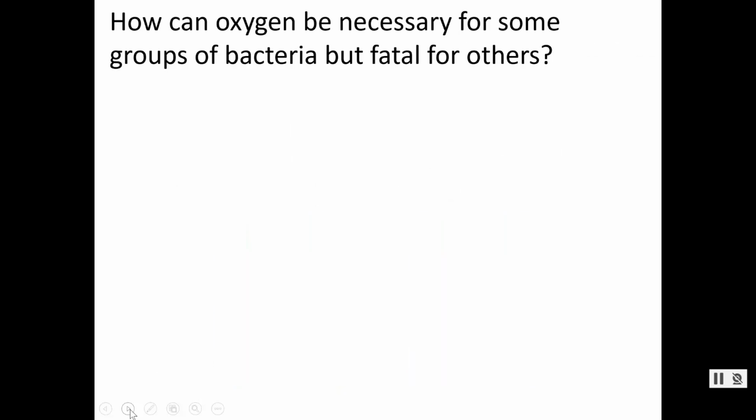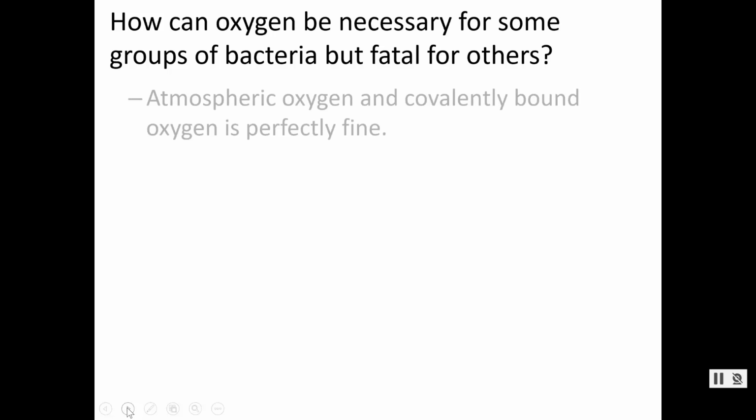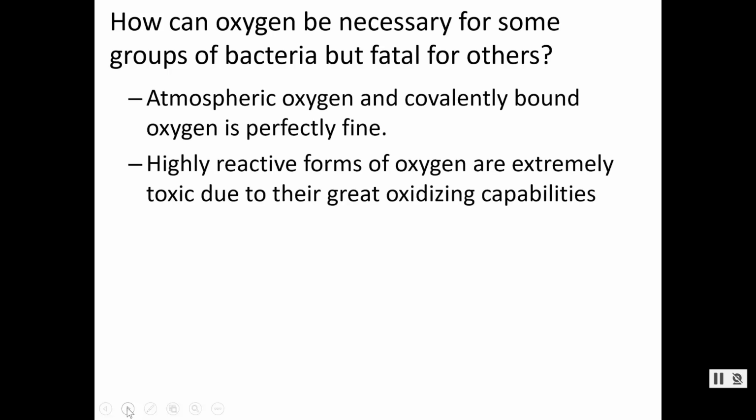So why is oxygen necessary for some and fatal for others? When I'm talking about oxygen, we're usually talking about atmospheric oxygen, covalently bound. This is O2. Remember when we talked about metabolism, we said O2 is not a problem. O2 is 2 oxygen molecules covalently bound. They're sharing electrons. It's very stable. This oxygen doesn't kill anybody, microorganisms, anything.